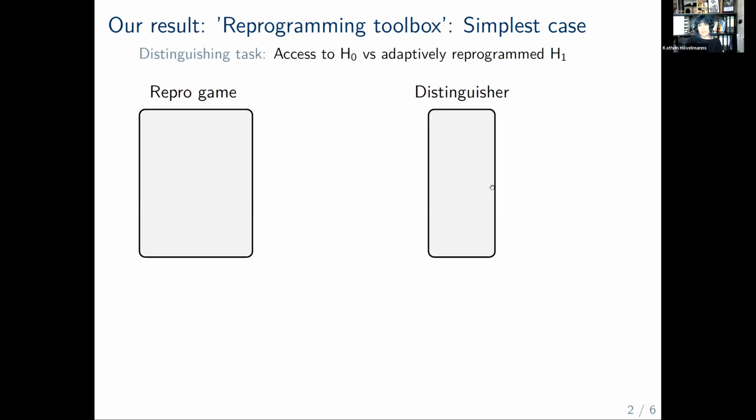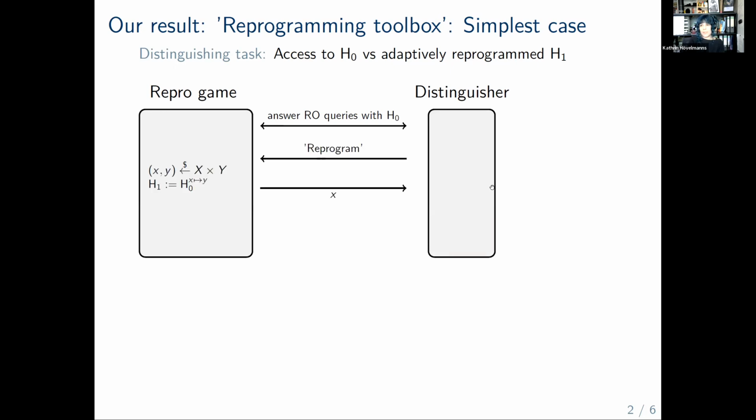We have a distinguisher run in the reprogramming game. In the first phase of the game, it will have quantum access to the oracle H0 that is not reprogrammed. And at some point, it will issue a reprogramming instruction, and the game will pick a pre-image X and a random oracle value Y uniformly at random, and set the reprogrammed oracle to map X to Y and coincide with H0 anywhere else.